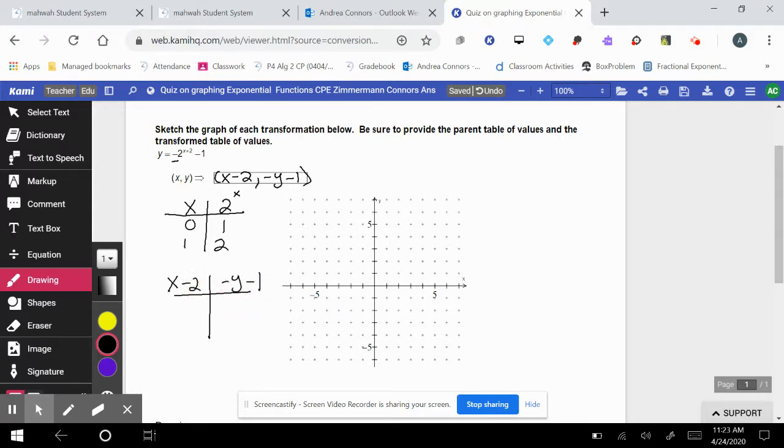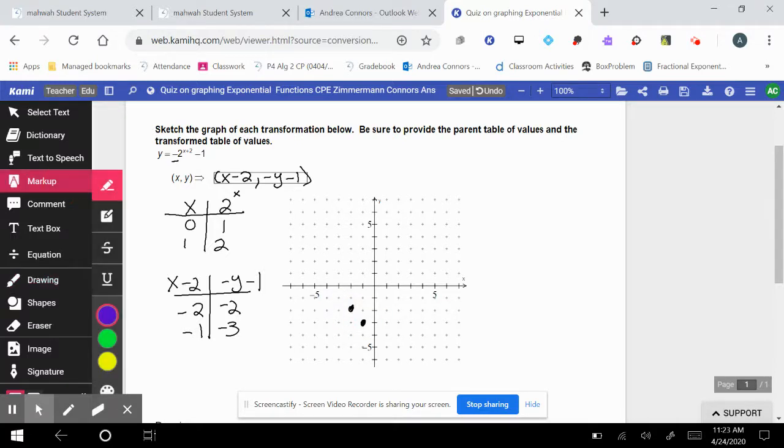So I subtract 2 from each of my x's, which give me negative 2 and negative 1. And I make these negative and subtract 1. So negative 1 minus 1 is negative 2. Negative 2 minus 1 is negative 3. So I graph negative 2, negative 2. Negative 1, negative 3.